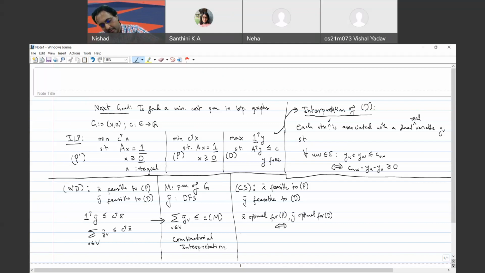Right. So for each uw edge of the graph, either y bar u plus y bar w is equal to the cost of the edge, or x bar uw is 0. Okay, so that's for a primal and dual feasible solution.